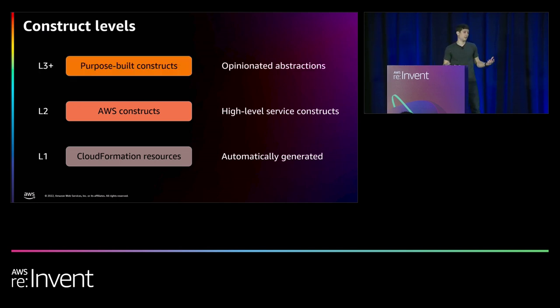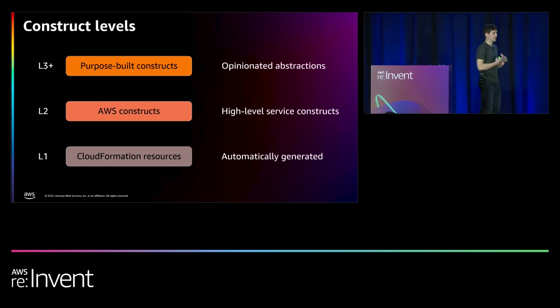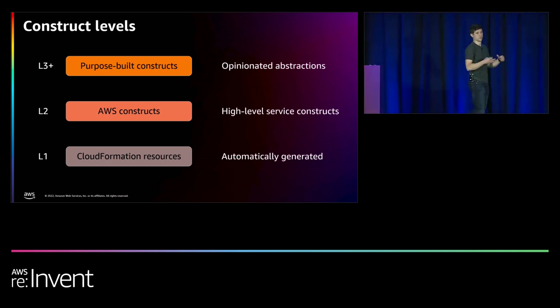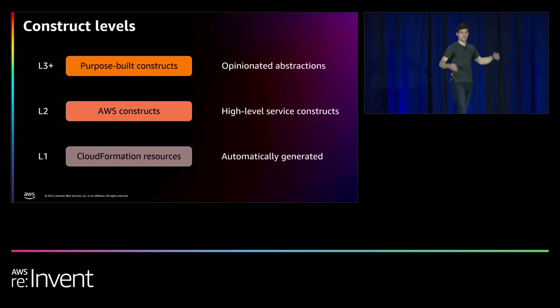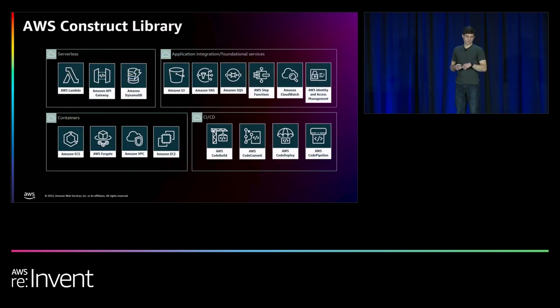And then finally, we have level three plus constructs. This is where we're making really complicated reference architectures, stuff that crosses many services. We're doing default behaviors, looking up VPCs, parameterizing stuff, throwing in your monitoring configuration, whatever it is, at level three and up. We're going to have these constructs across all of the services.